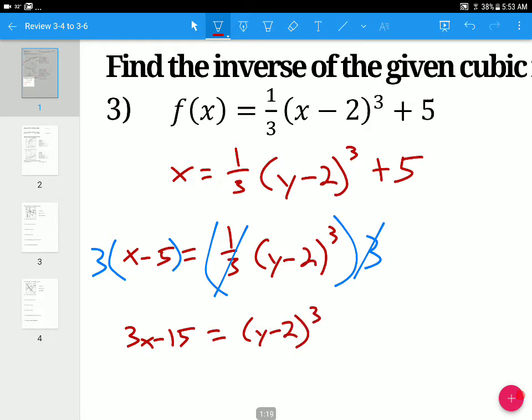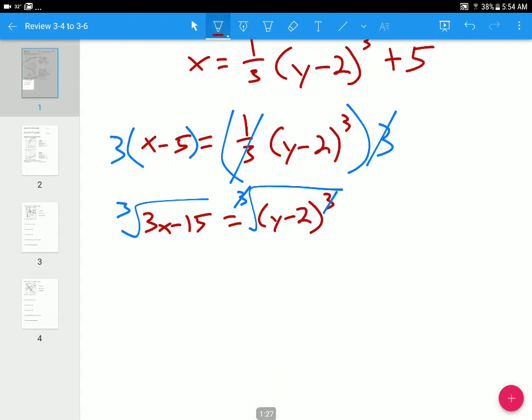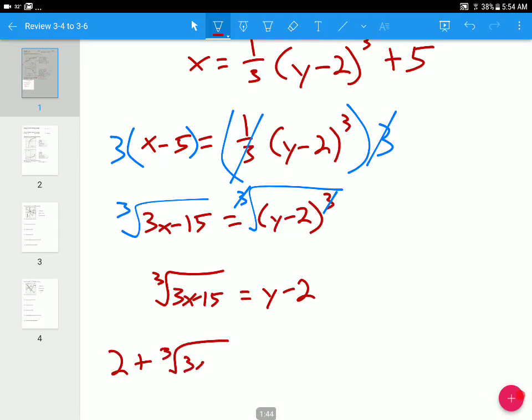All right, from here, to get rid of the cube, you take the cube root of both sides. So we got the third root of 3x minus 15 equals y minus 2. And then last but not least, you got a minus 2 over here, so you have to add 2. So it becomes 2 plus the third root of 3x minus 15.